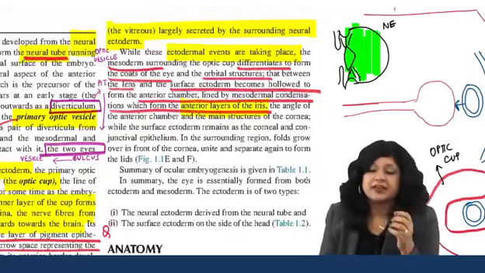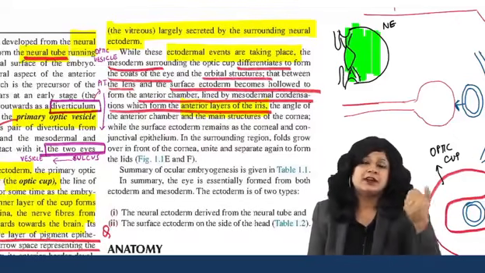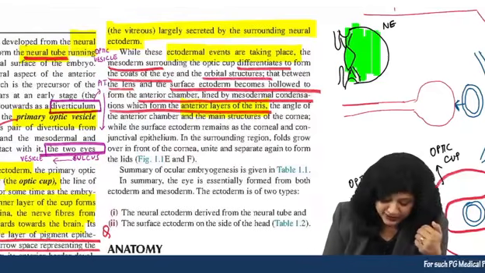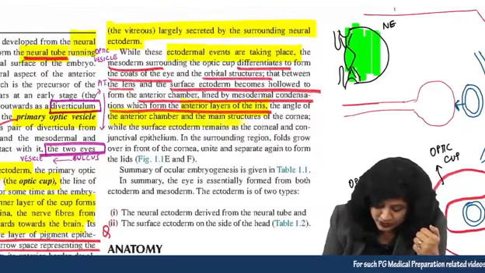Then you have got other structures, behind that I have got the angle of the anterior chamber, and we have got the main structures in the cornea also.